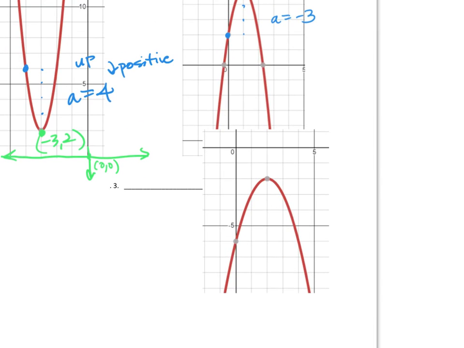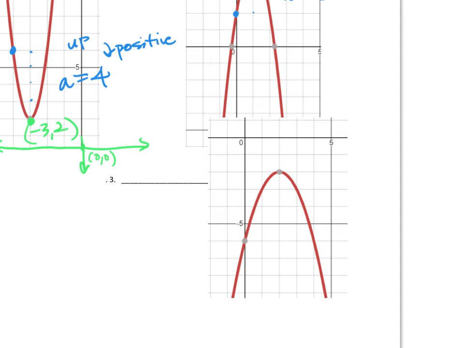Let's take a look at number 3. Not quite sure what happened with this graph, but here we go. Here's our (0, 0). We're going right 2 and down 2 to get to that vertex. Let's take a look at a. We're going to look at this point right here. 1, 2, 3, 4. So our a is down 4.